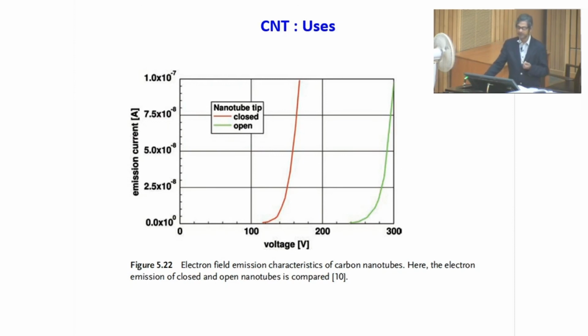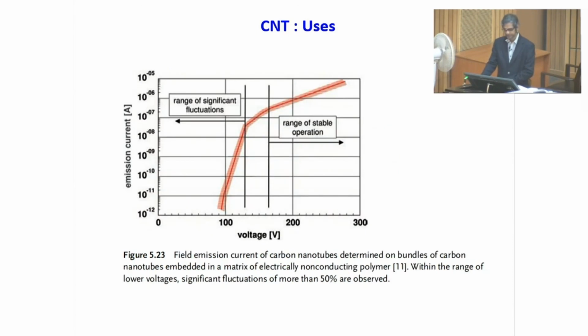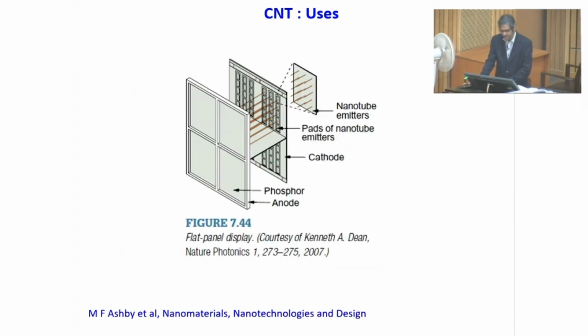So, you can see, depending on closed or open loop, you can have different amounts of emission currents, from 10 to the power minus 3 to 10 to the power minus 8 amperes, depending on that. Electron emission of closed and open nanotubes is compared. Field emission current of carbon nanotubes basically depends on the bundle of nanotubes embedded in a matrix of electrically non-conductive polymers. So, you can see fluctuations for certain values of voltage, and at high values of voltage this becomes very stable. That is another use of CNTs.